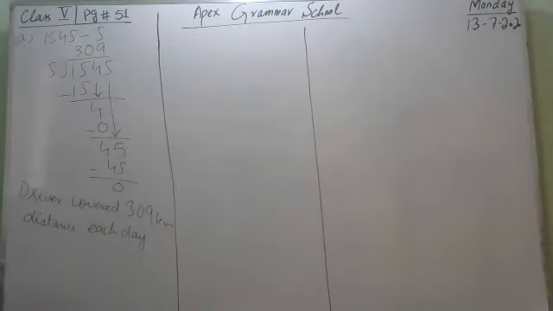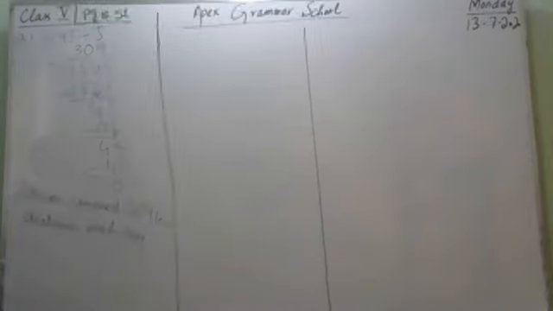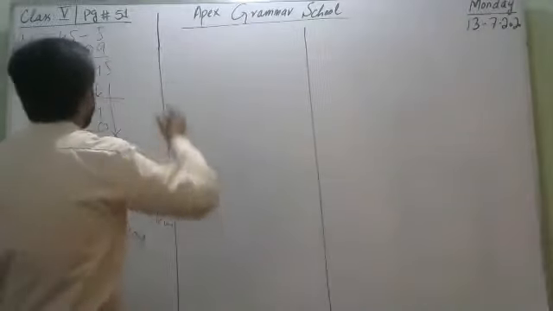B part of this question is 3 brothers have a market stall. It made 829 rupees profit in 1 month and they shared the profit equally. How much did each brother get? To find out the profit of each brother, we have to divide 829 by 3 because the number of brothers is 3.